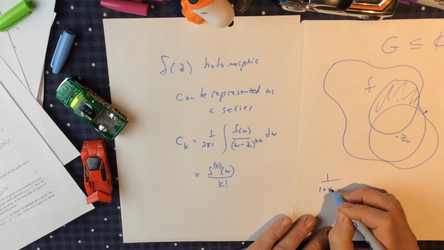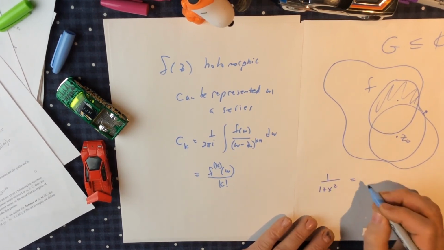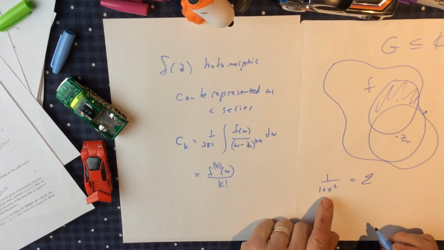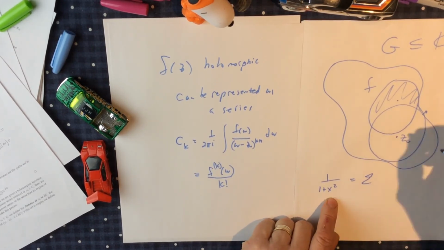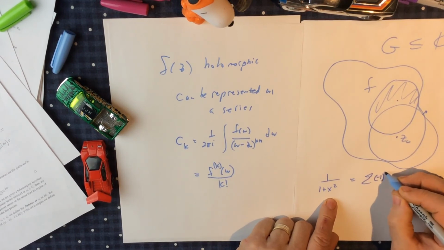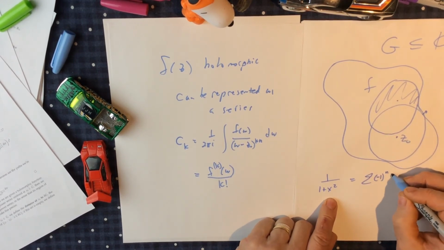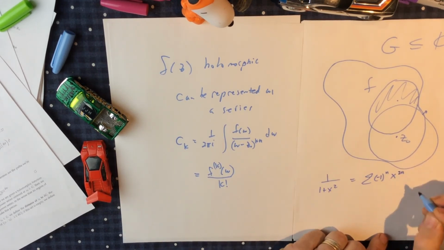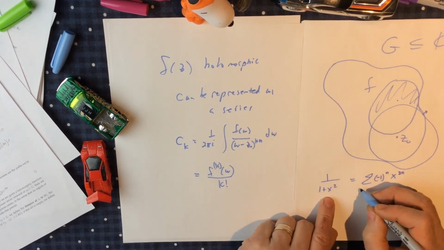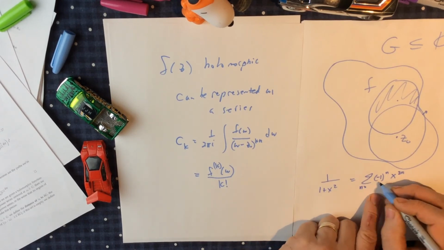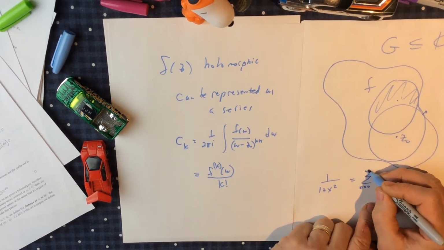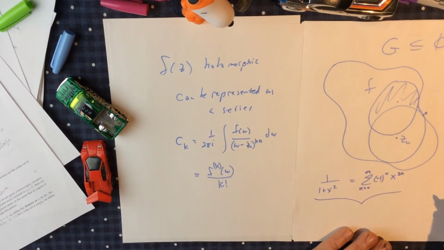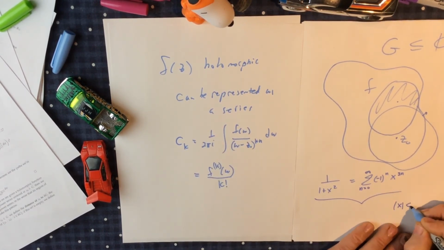1 over 1 plus x squared. I wrote down a series from that earlier on. That is 1 minus x substituted with x squared. So it's minus 1 to the power n, and it's x to the even powers, 2n, and n starts at 0 and goes to infinity. But this radius of convergence, when you look at this in the reals, is just absolute value of x less than 1.